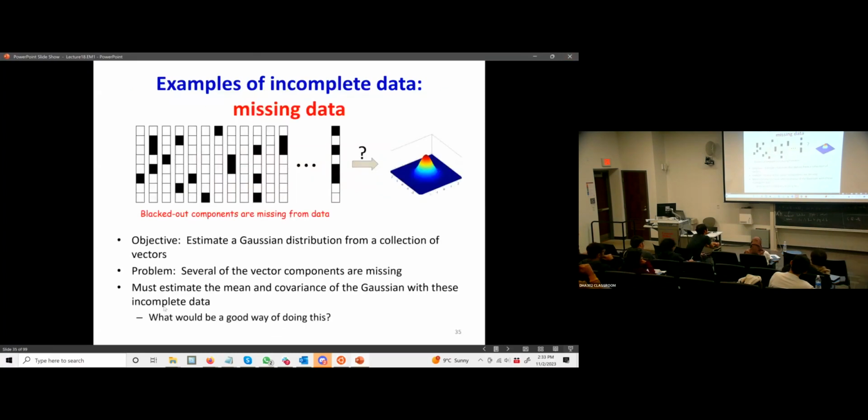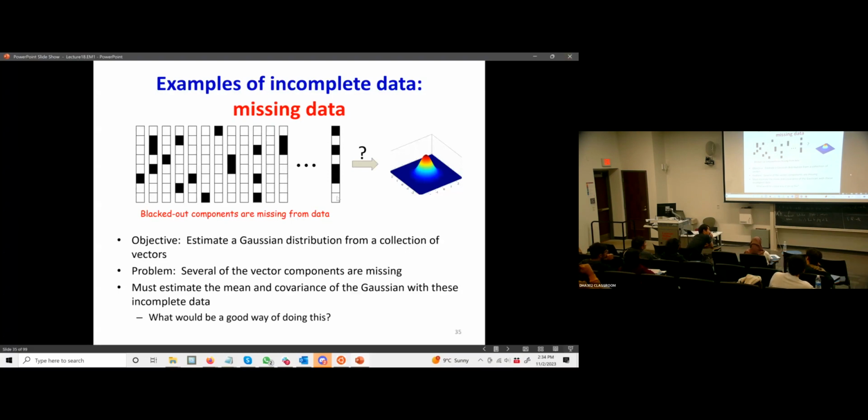Here's a problem. We just saw a problem where I gave you a collection of vectors and asked you to estimate the Gaussian distribution for it, right? If I have a collection of vectors of this kind, it's easy enough to compute the Gaussian distribution. I just estimate the mean, which is the average. I estimate the outer products, the average of the centered outer product that gives me the covariance matrix. All is fine. And what was the principle we used to come up with those estimates? That was the maximum likelihood estimate, right?